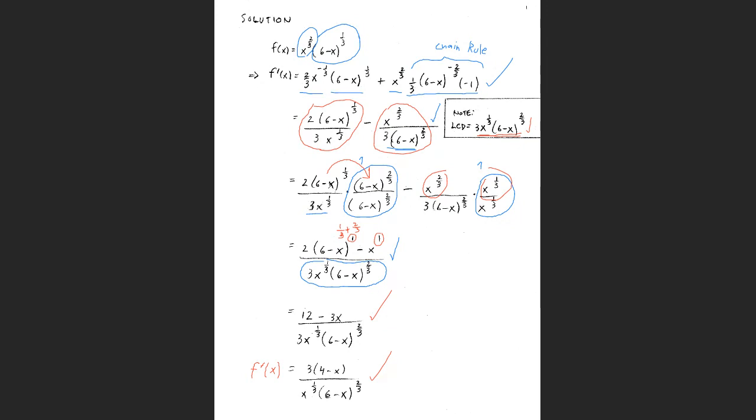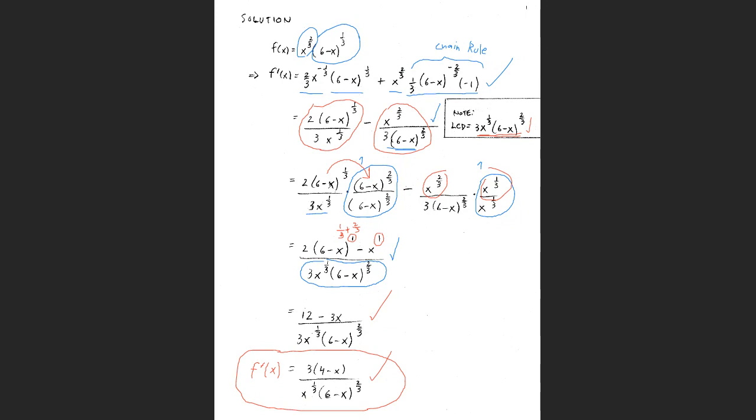Okay, and so our first derivative will equal a fraction where we have 3 times (4 minus x), divided by the denominator x to the 1/3, times (6 minus x) to the 2/3.